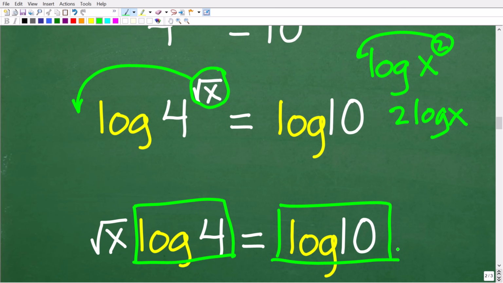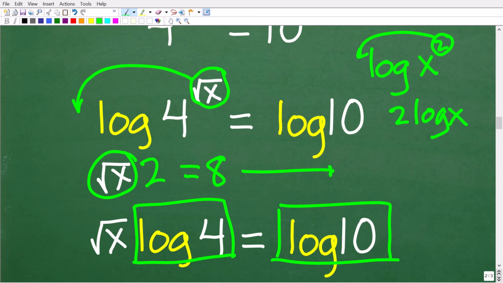So if you stand back, we have a basic algebraic equation. Really we have something like the square root of x times, let's just make up a value, log 4. Let's say this was equal to 2, and this over here, log 10, let's say that was equal to 8. So algebraically, we have the square root of x times 2 is equal to 8. If we're trying to solve for the square root of x, and let's write this a little bit better, algebraically, we would write it this way.